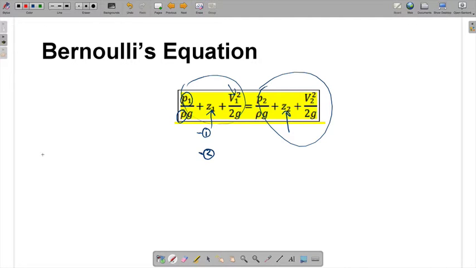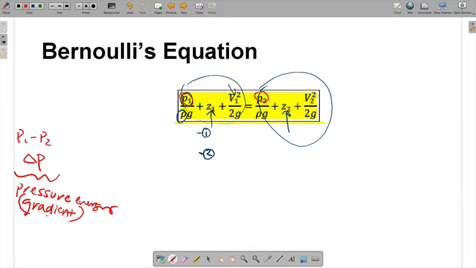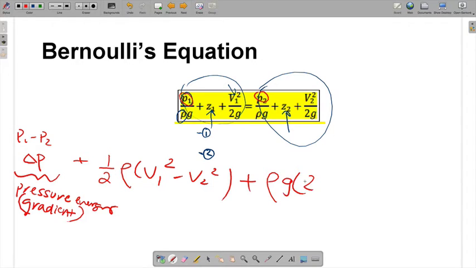Okay, so the first term is I'm going to take the pressures out and I'm going to say delta P. Basically by that I mean P1 minus P2. So this is basically representing my pressure energy that's due to the pressure gradient. So this is pressure energy, coming from the gradient. And then we're going to have half rho (v1 squared minus v2 squared) plus rho g (z1 minus z2), and all of that equals 0.